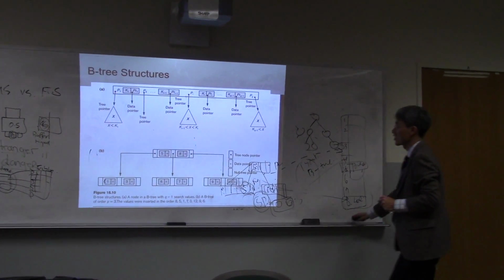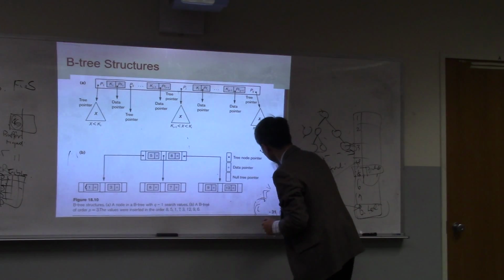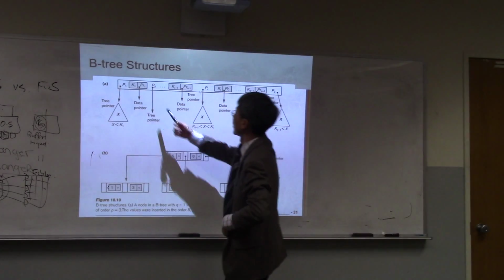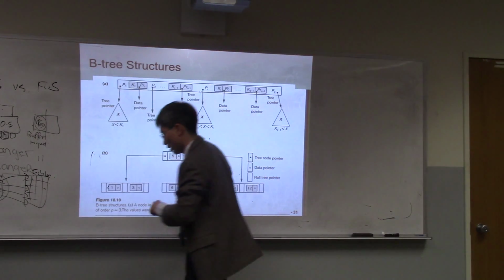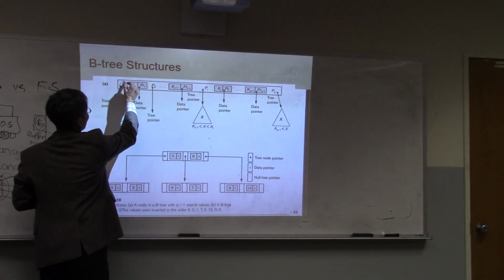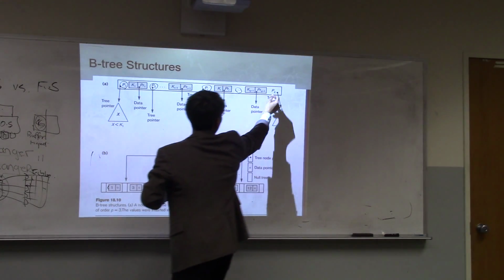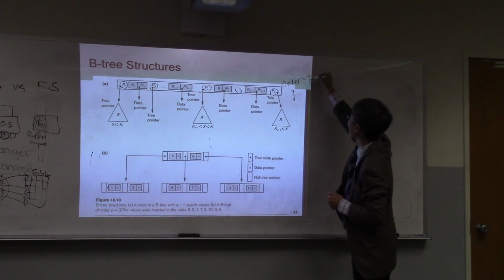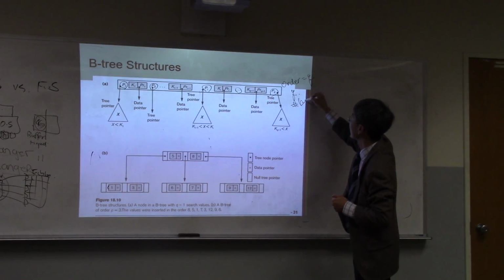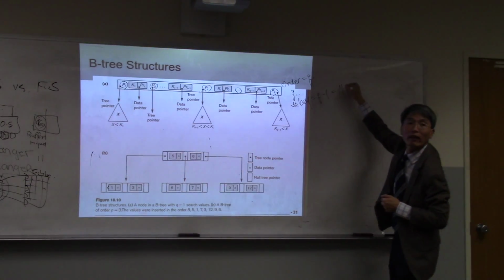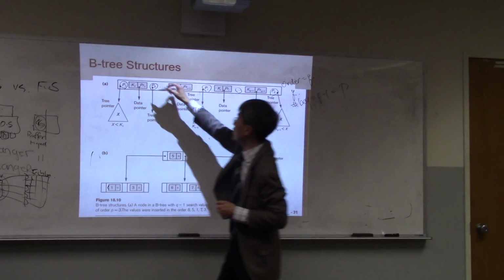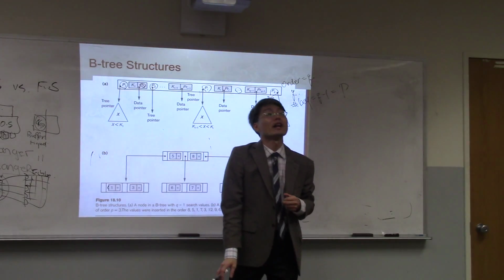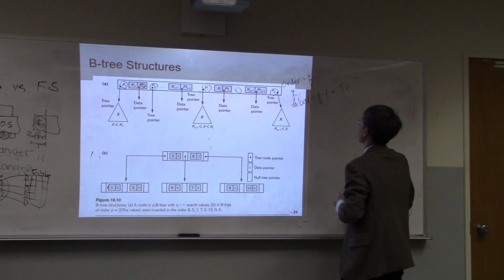So this is the node structure. It's similar to the tree structure. We have a number of pointers. How many pointers? Q pointers. So the order is Q. And how many key entries? Q minus 1, which is P. Then each key has another pointer. This is a pointer to what? A data pointer.